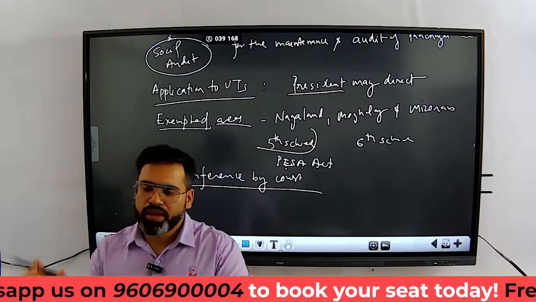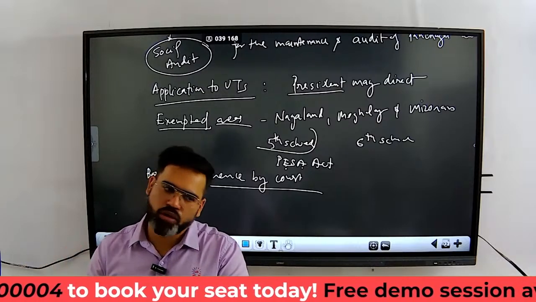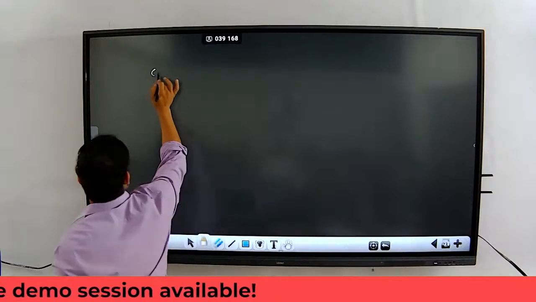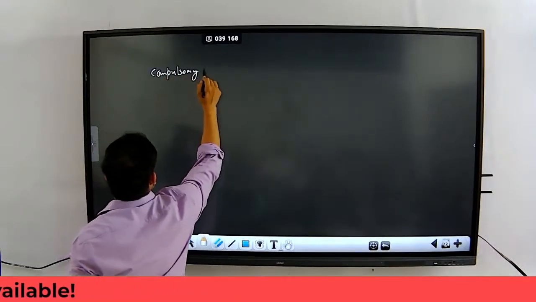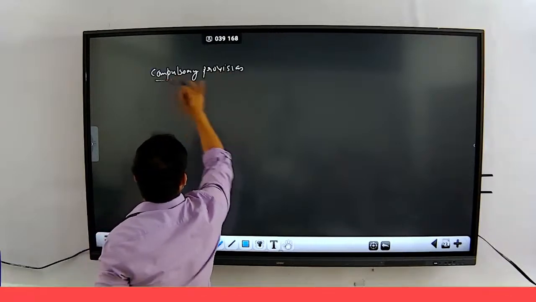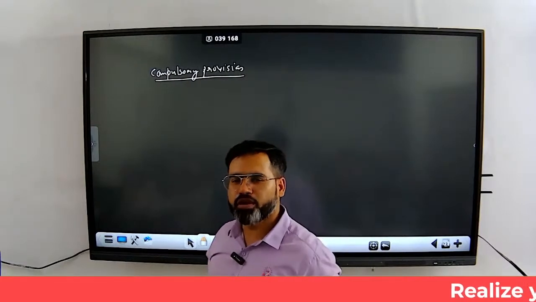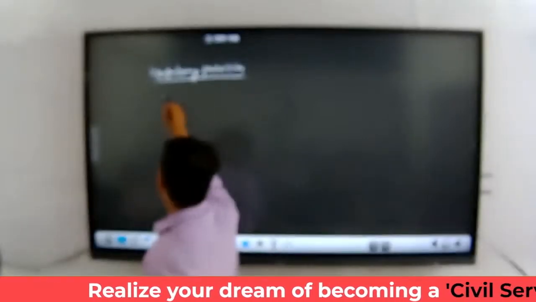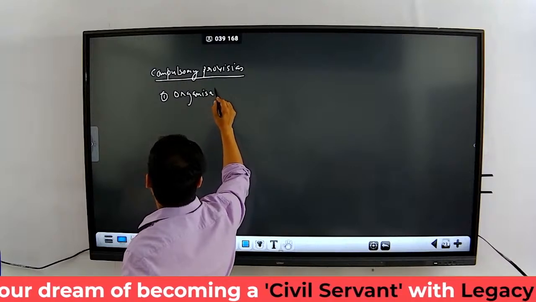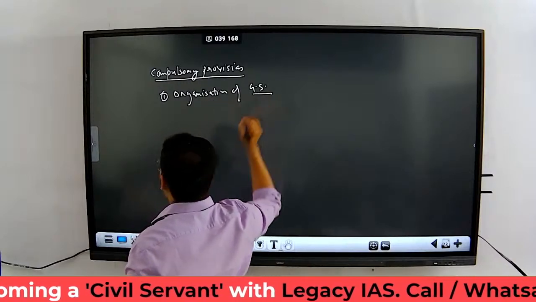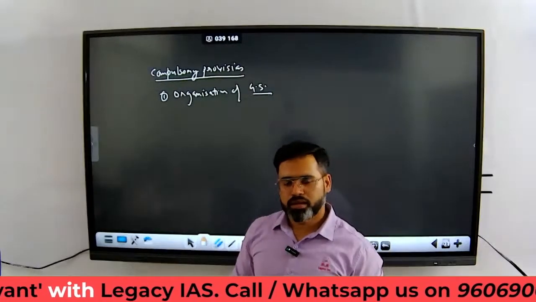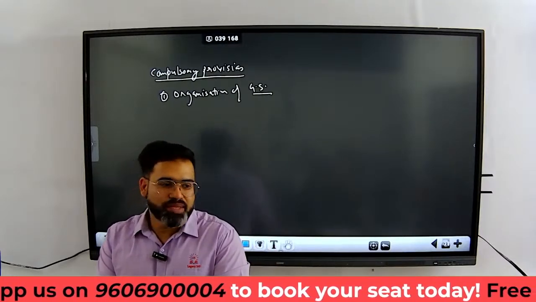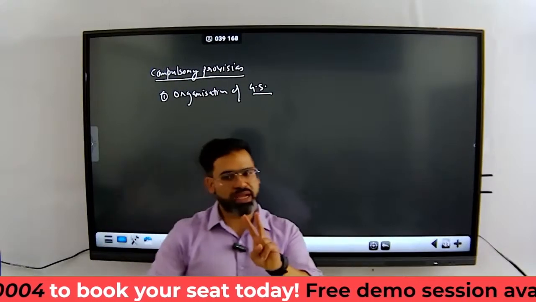Clear now? Now we will read together the compulsory provisions and voluntary provisions. First are the compulsory provisions. Compulsory provisions means those provisions which are the same for every state. This is important for UPSC. You will be asked which of the following fall under compulsory provisions of the 73rd Amendment. The first provision is organization of Gram Sabha. Gram Sabha should meet 2 times in 1 year always.